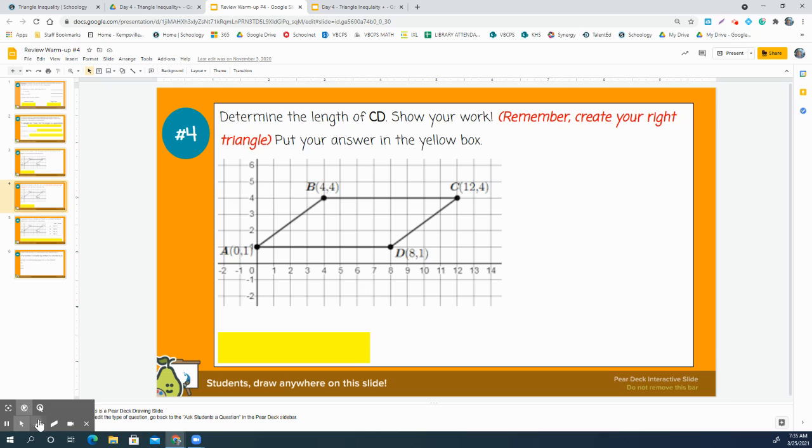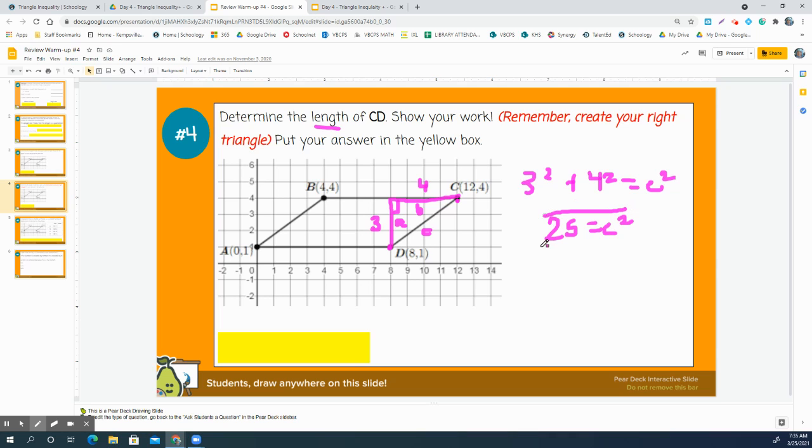Question number 4, I saw so many people doing Pythagorean Theorem, it makes me so happy. If I'm going from C to D, right, and I know I want length, that's distance, so I go up 3, right 4, that's 3 and then 4, so a squared plus b squared equals c squared, because this is a right angle. So 3 squared plus 4 squared equals c squared. That's 9 plus 16 is 25. If 25 equals c squared, then I take the square root of both sides, and c equals 5.